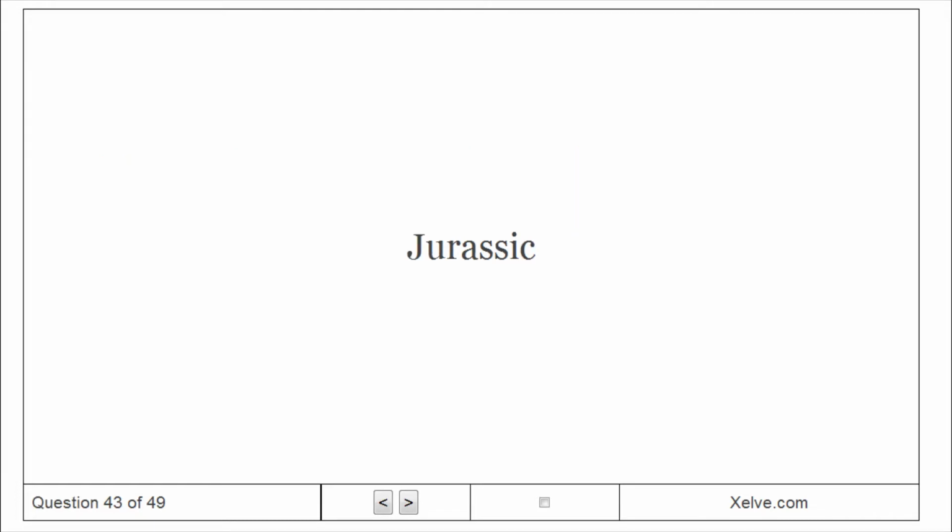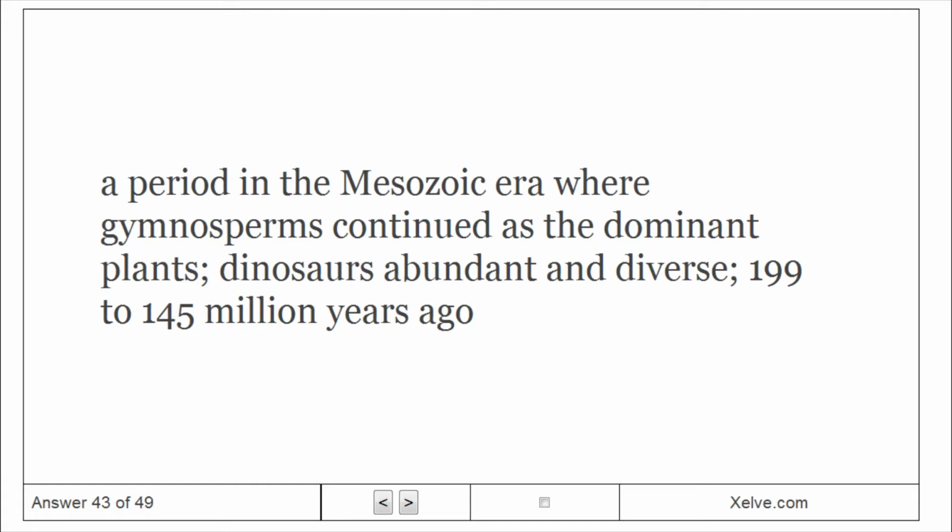Jurassic. A period in the Mesozoic era where gymnosperms continued as the dominant plants, dinosaurs abundant, and diverse, 199 to 145 million years ago.